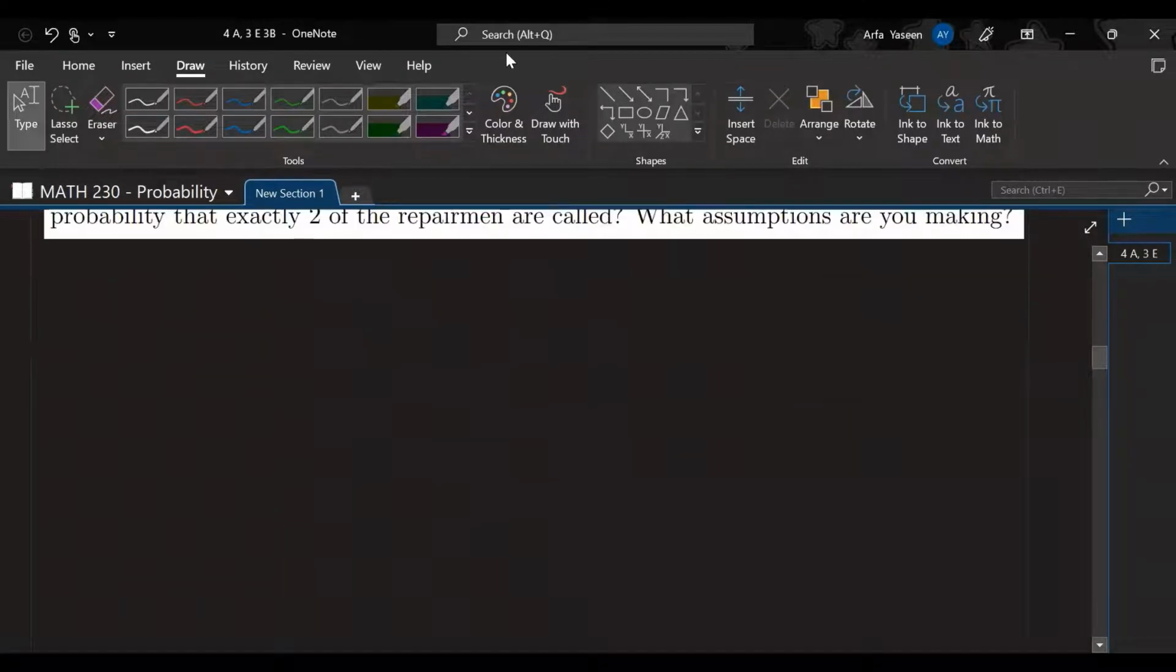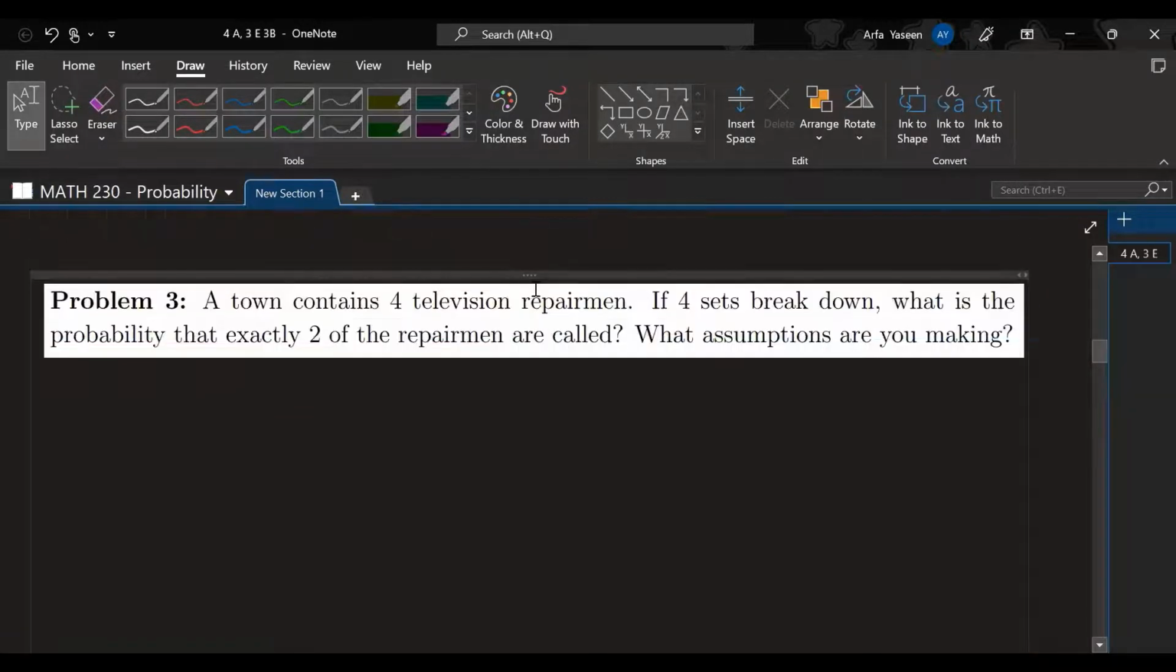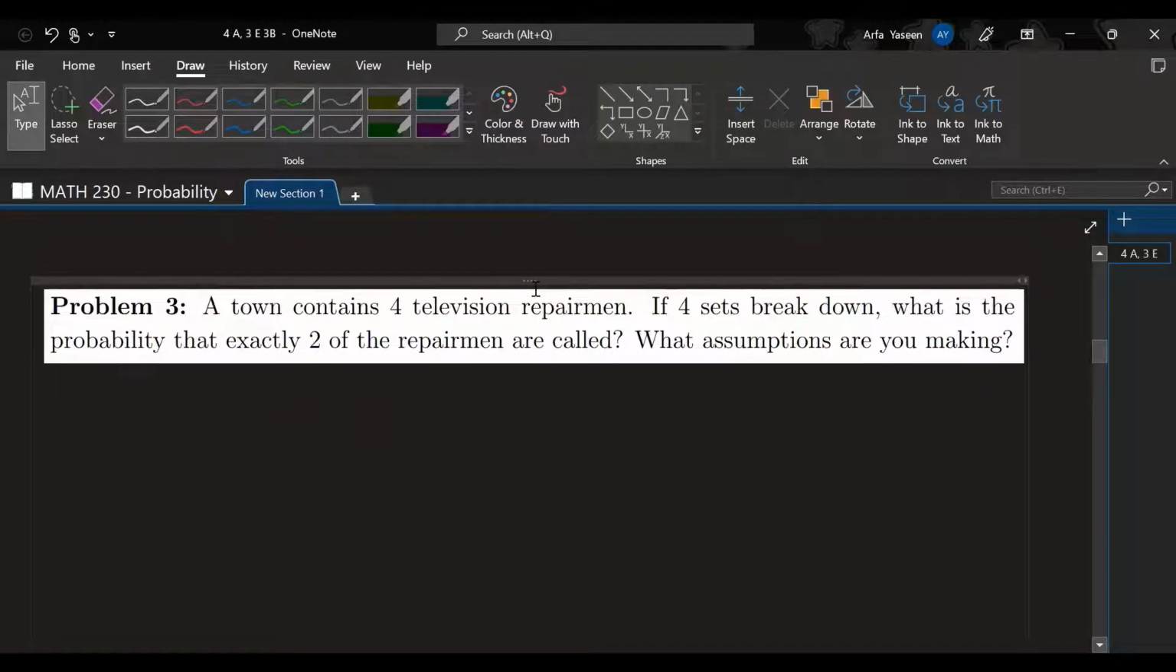Okay, for problem 3, it gets trickier here. Read it once, think about how you're going to approach this problem, then I'll solve it.